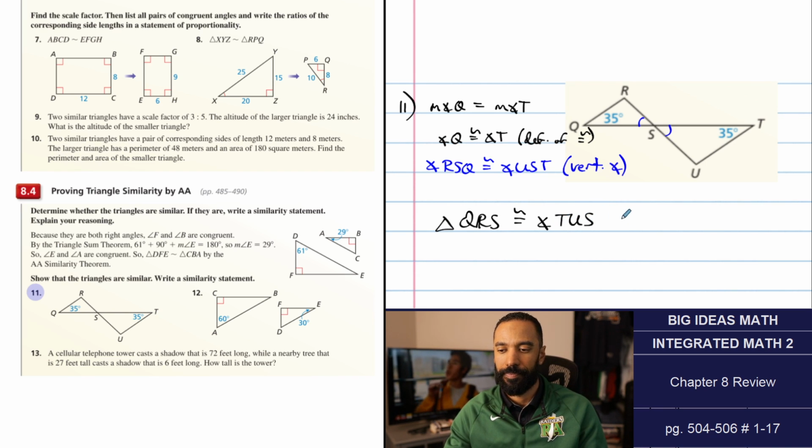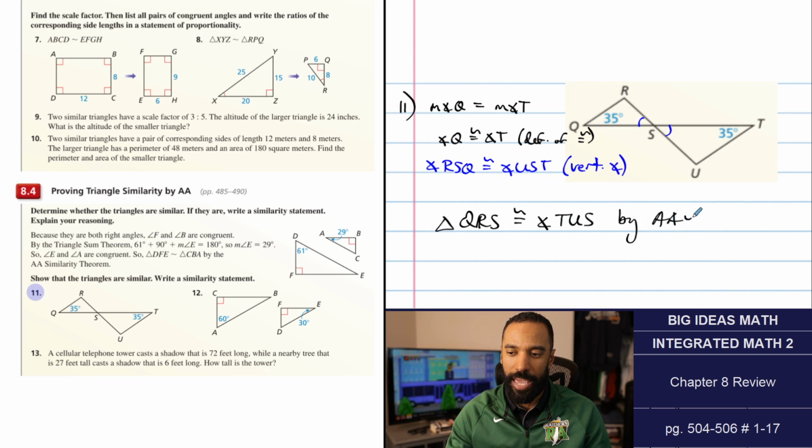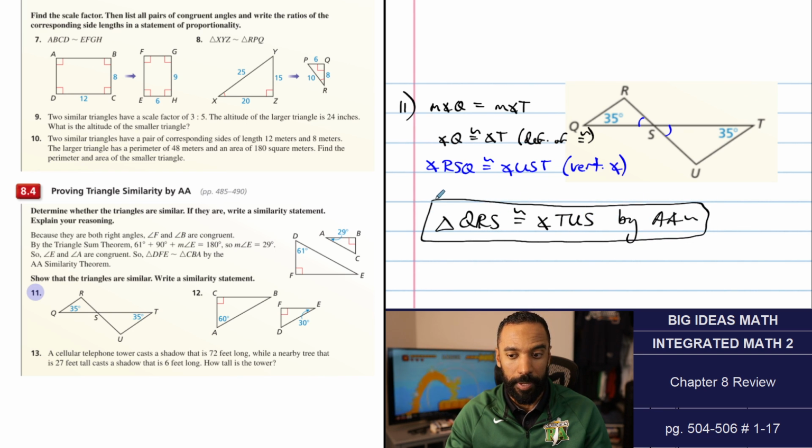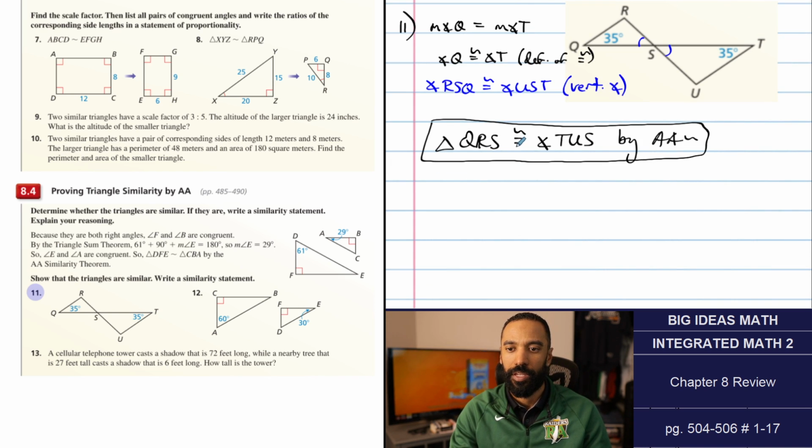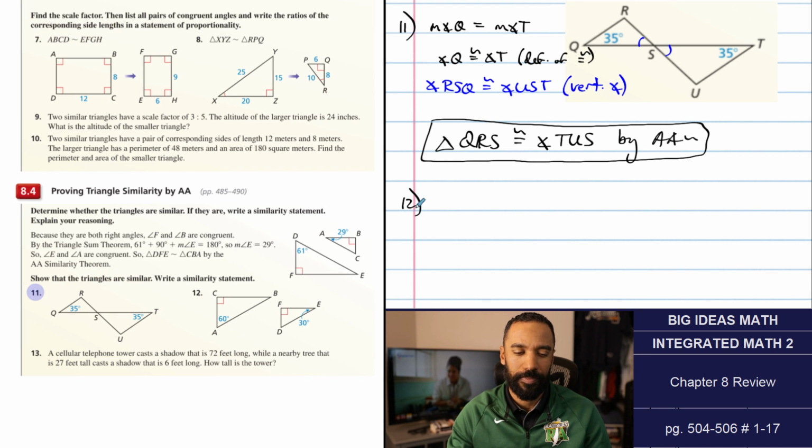Don't put TUV. That is by angle. They say show that they're similar. This isn't determine whether they are. They will be. They're just saying show it. Whereas the example said determine. It's weird that there's a discrepancy between the 2. Number 12. Apparently these are similar as well.